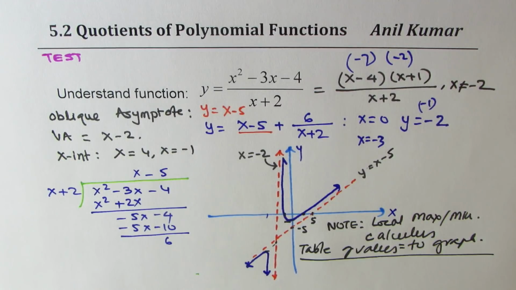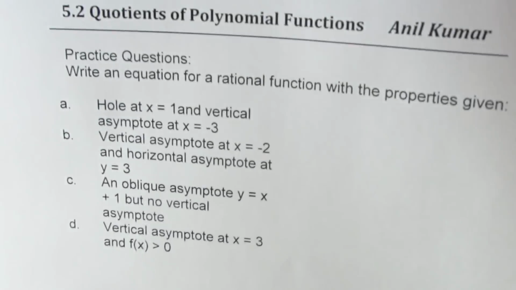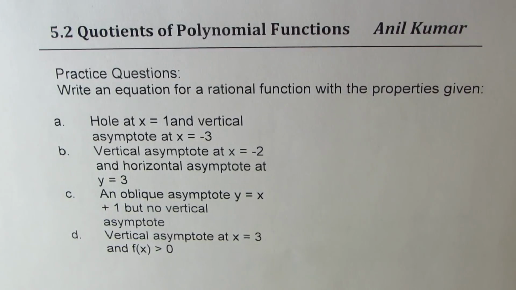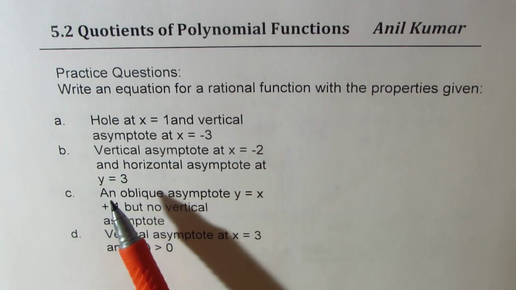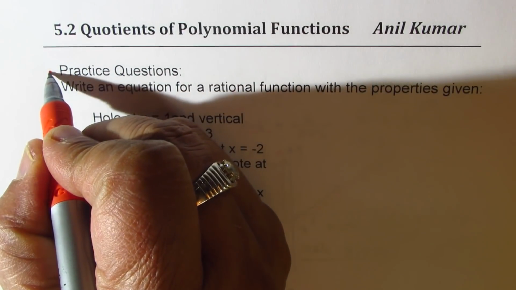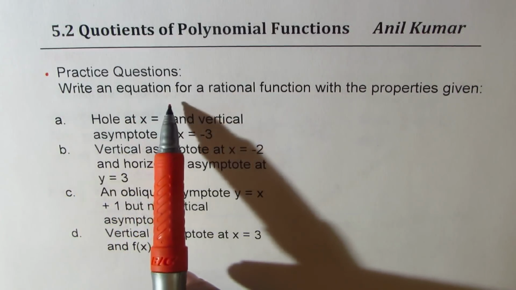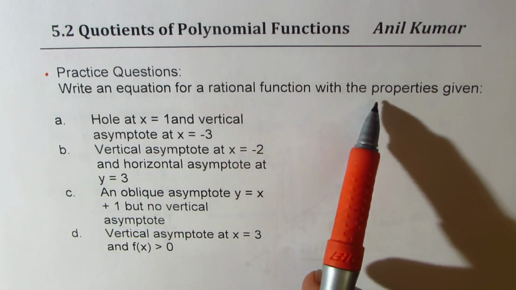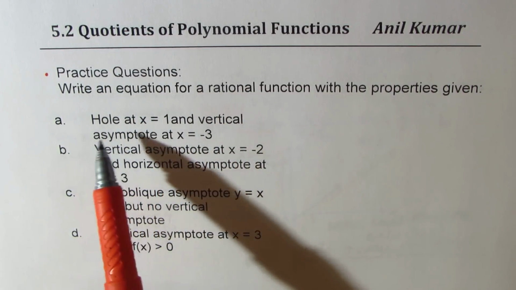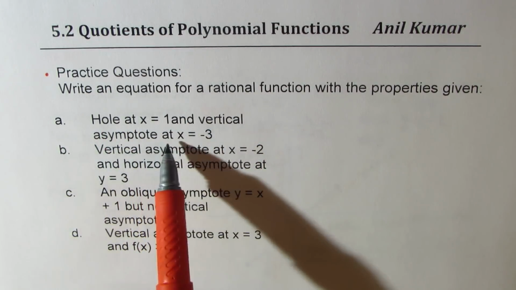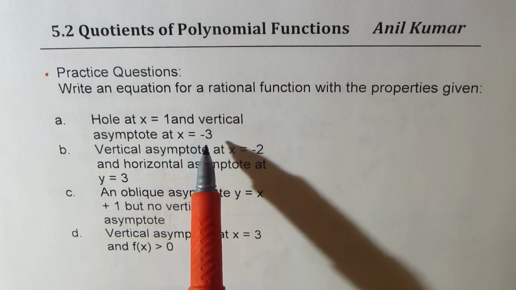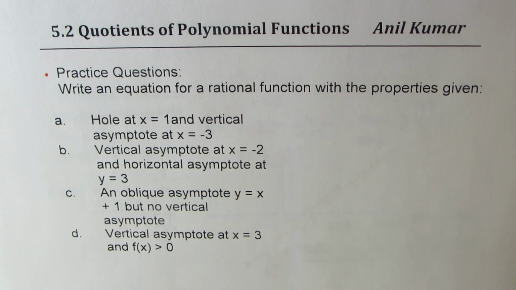Now, based on this learning, I've designed a few questions for you. Now, this is reverse working. I'm telling you that we know that there is a hole and an asymptote, give the equation. So the practice questions are kind of like this. Write an equation for a rational function with the properties given. So in the first case, I'm saying hole at x equals 1 and vertical asymptote at x equals minus 3. What should be the equation?